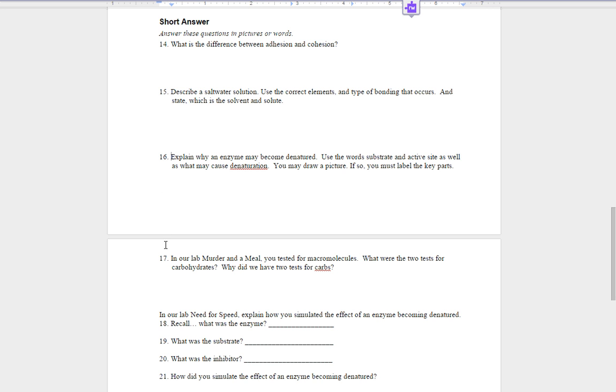17. In our lab, you tested for macromolecules. Remember when we had all those foods? What were the two tests for carbohydrates? Okay, you can just describe the test. You don't have to use the names of what we tested with. But just tell us what happened in the test. What we say describe. Describe the two tests for carbohydrates. Why did we have two tests for carbohydrates?